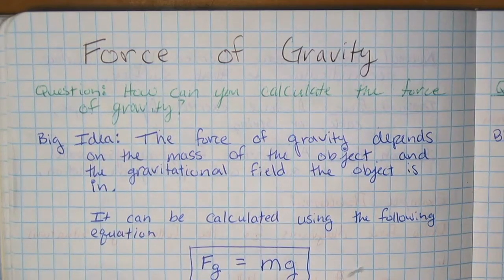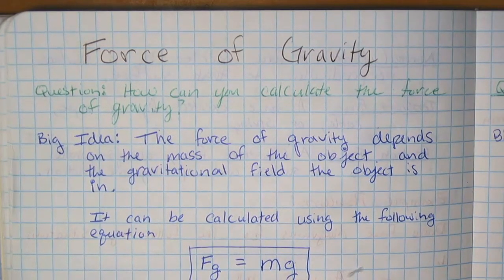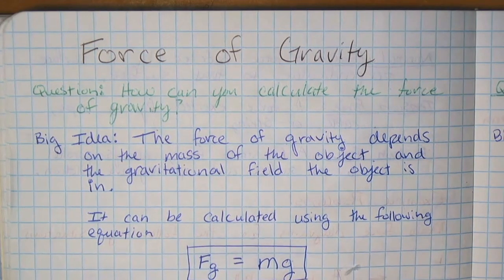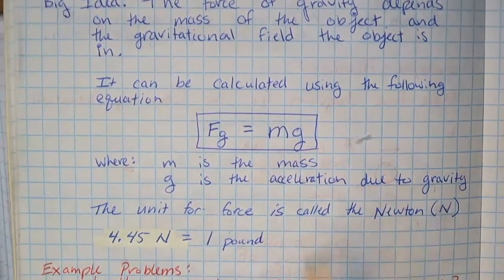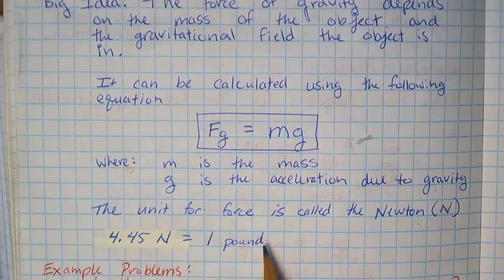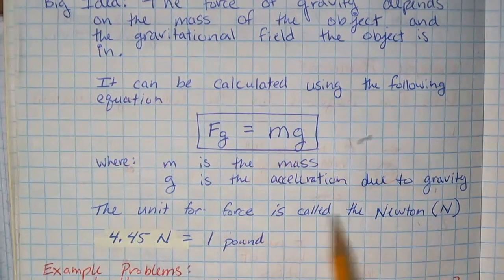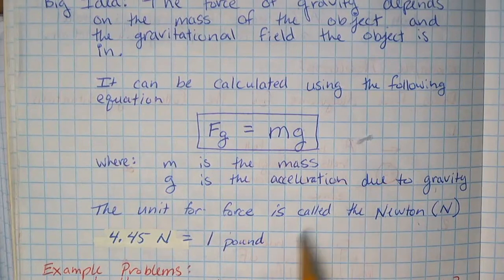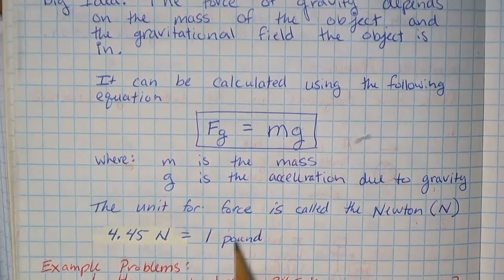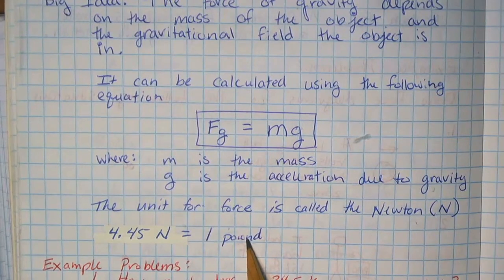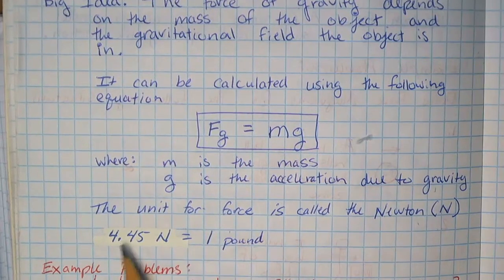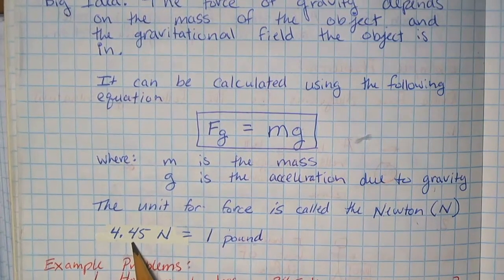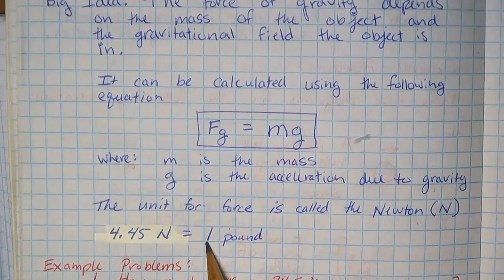Where m is the mass and g is the acceleration due to gravity. The unit for force is called a Newton. Just to give you an idea, we're going to use newtons, not pounds, but in the U.S., often we use pounds for your weight. So we'll use newtons in physics, but just to give you an idea of the conversion factor, it's about 4.5 newtons equal to 1 pound.